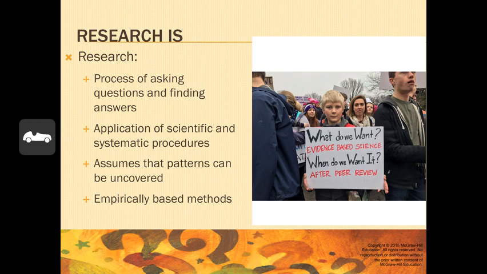Importantly, the crux of research is that it is the application of scientific and systematic procedures, and it assumes that patterns can be uncovered. So, when patterns of human behavior are discovered, social scientists, such as communication scholars, create useful theories of that communication that try to capture these patterns. And so we try to understand and perhaps predict people's behaviors, the motivations behind them, how we can understand them.